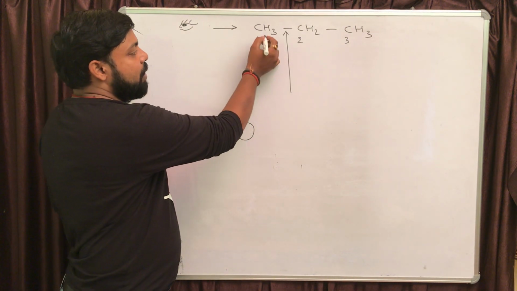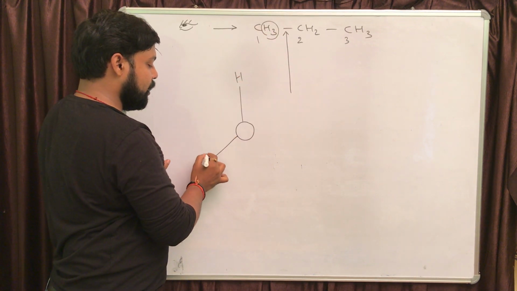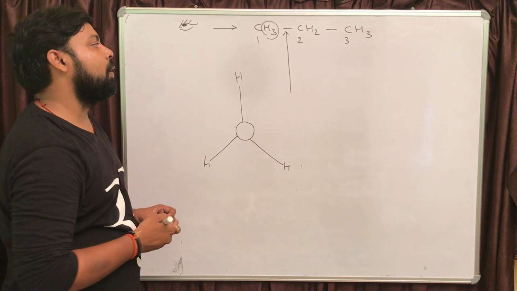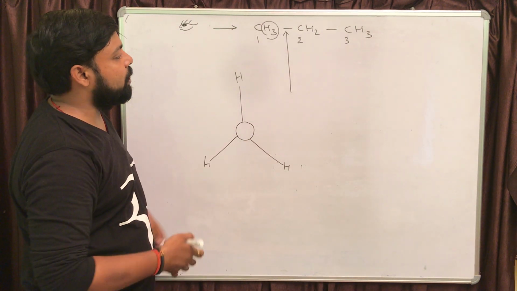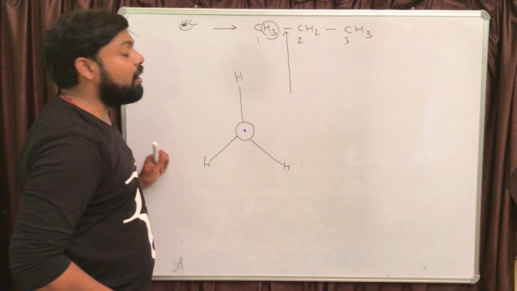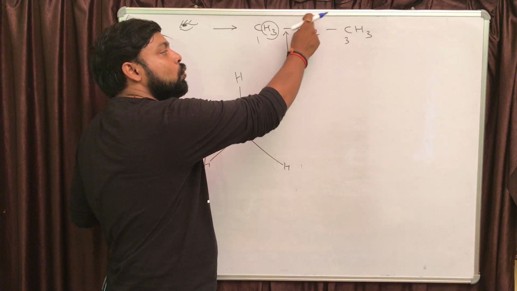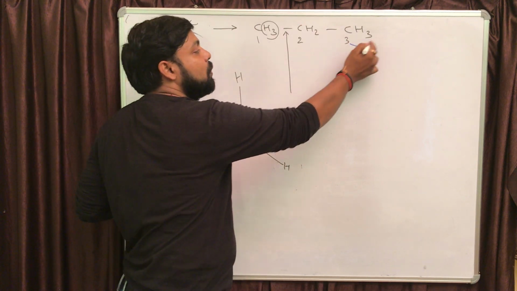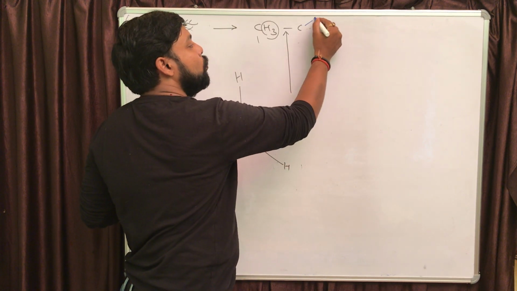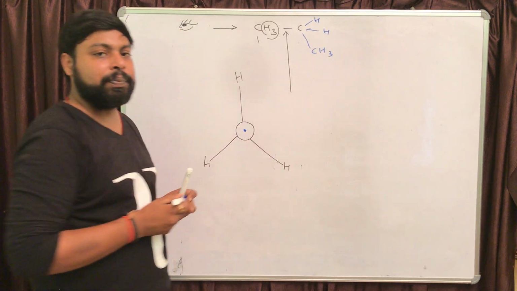First carbon atom is having 3 carbon hydrogen bonds. So draw the 3 carbon hydrogen bonds. This is our first carbon atom. Now the second carbon atom will be the backside carbon atom. And if you observe, the second carbon atom is having 2 hydrogen and 1 CH3 group. Second carbon atom is attached with 2 hydrogen and 1 CH3 group, right?